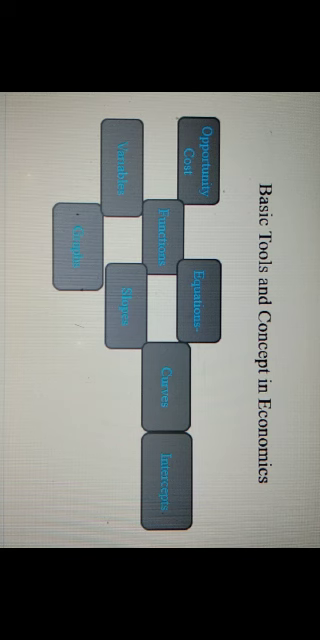Another tool, graphs. Graphs are geometrical tools used to express the relationship between variables. Graphs are essential in economics because they allow us to analyze economic concepts and examine historical data. A graph is a diagram showing how two or more sets of data or variables are related to one another.